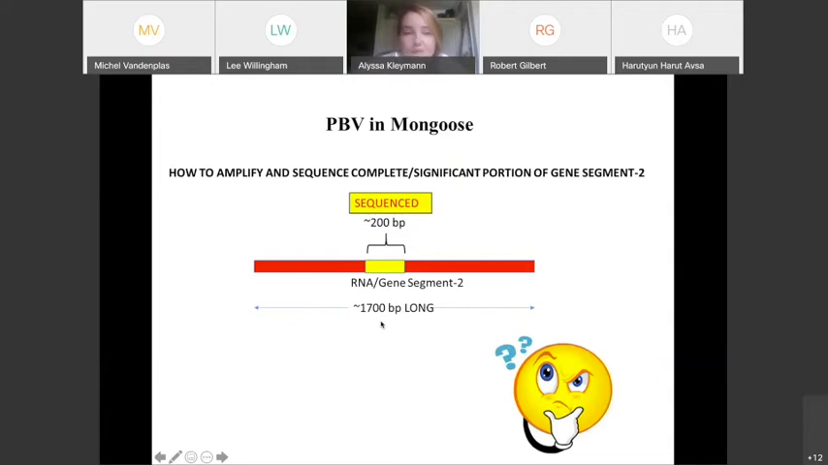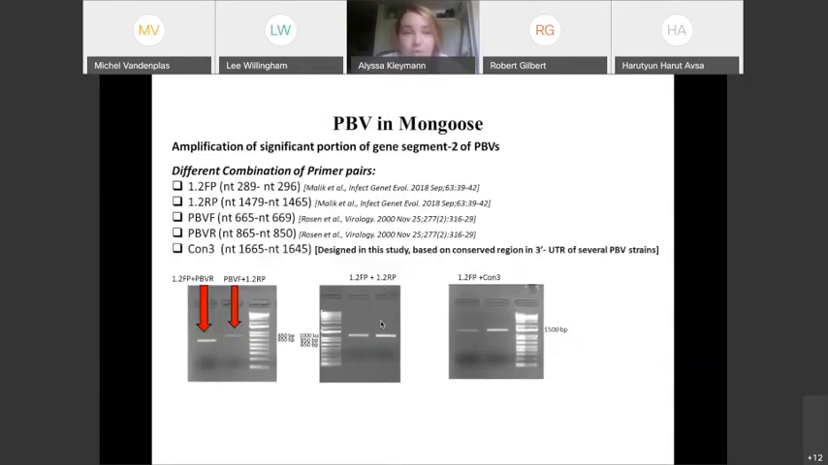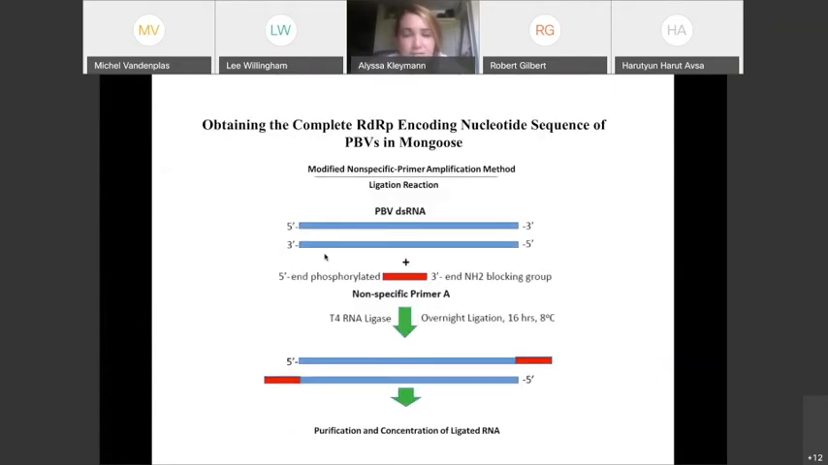So what to do? Well, through the use of different primers and their combinations, including those that I have just mentioned previously, Rosen et al., as well as the Malik et al. primers that I will go into detail, along with a primer that we designed in this study that we labeled CON3, we were able to amplify a significant portion of gene segment 2 of PBVs. So this began with a modified non-specific primer amplification method.